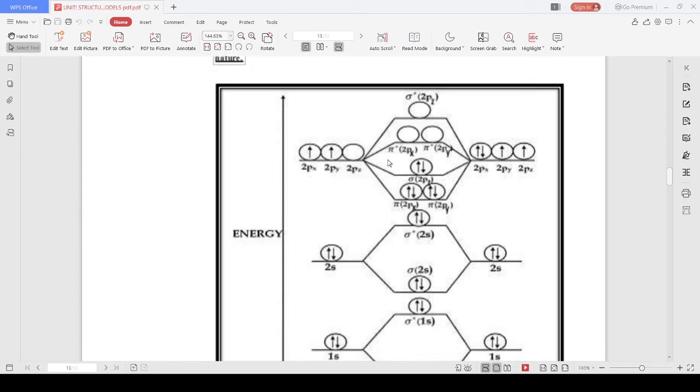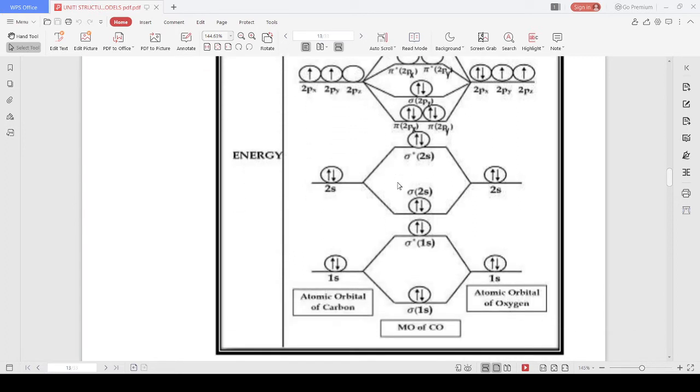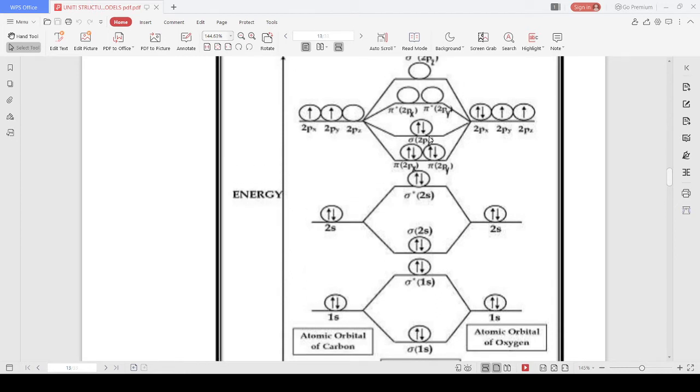Now count the bonding electrons. This is 2, 2, 4, 4, 4, 8, and 8 plus 2 is 10 electrons. These are the anti-bonding electrons: sigma star 1s2 and sigma star 2s2, which is 4 electrons. 10 minus 4 is 6, times 1 by 2 is 3. The bond order is 3. So this is the energy level diagram of carbon monoxide.